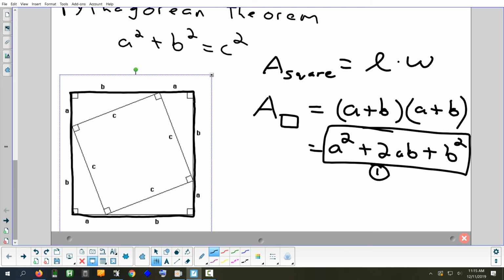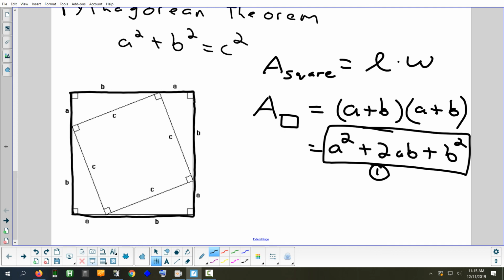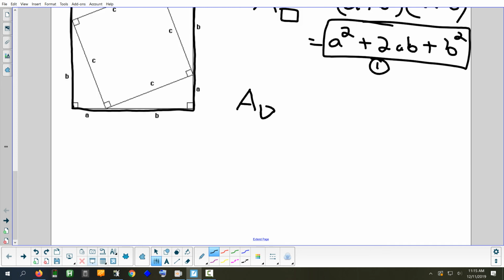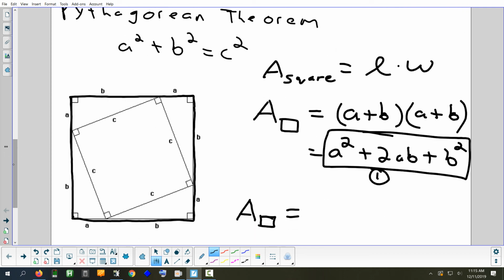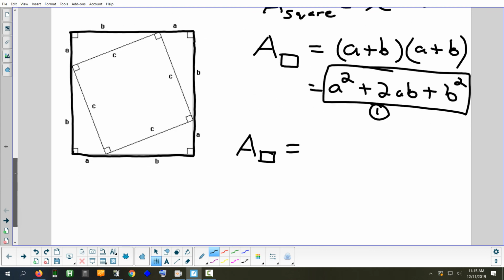Box 1. Now we're going to find the area of the black square again, a little bit different. Let's start with the area of the square inside. What's that? C squared. C times C.